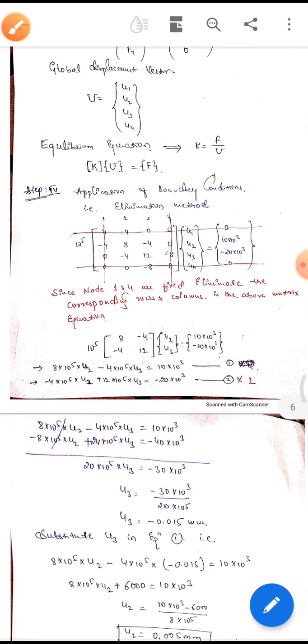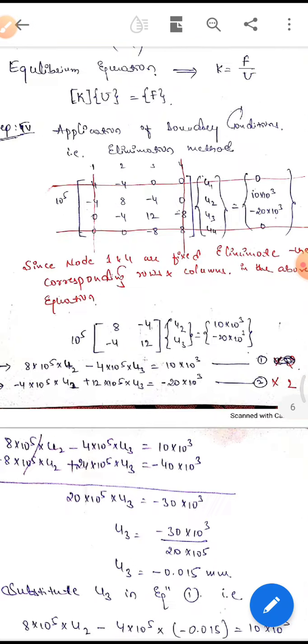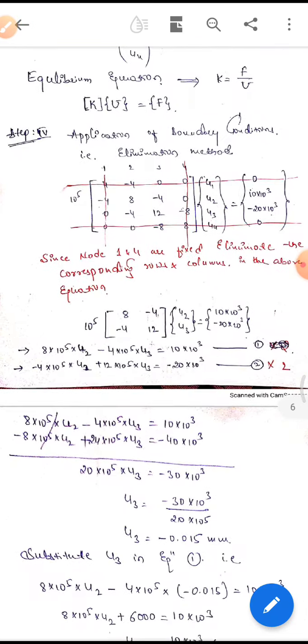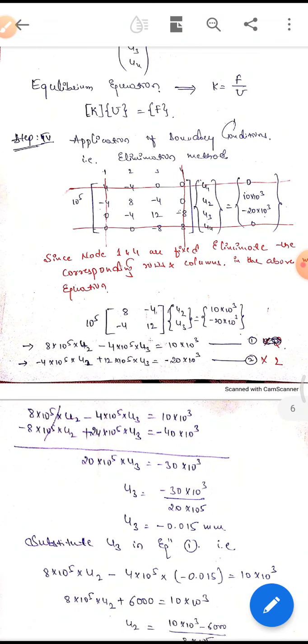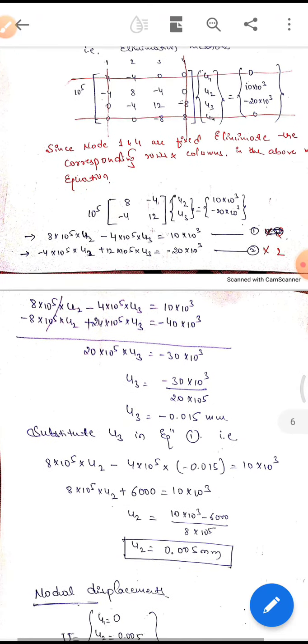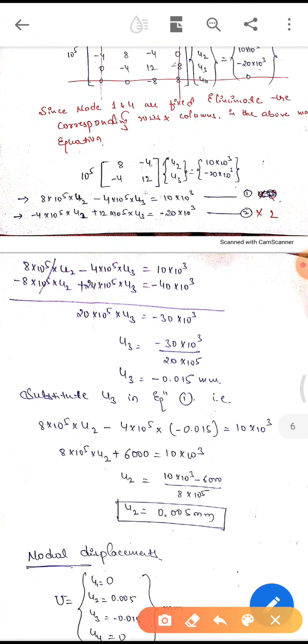Now we need to simplify this matrix. It is very easy, like you have learned already. You just simplify these things and you will get u3 as minus 0.015. There is no need of simplifying like this; you can use your calculator to solve the equations for your unknowns, where you will get the same answer, u3 and u2.